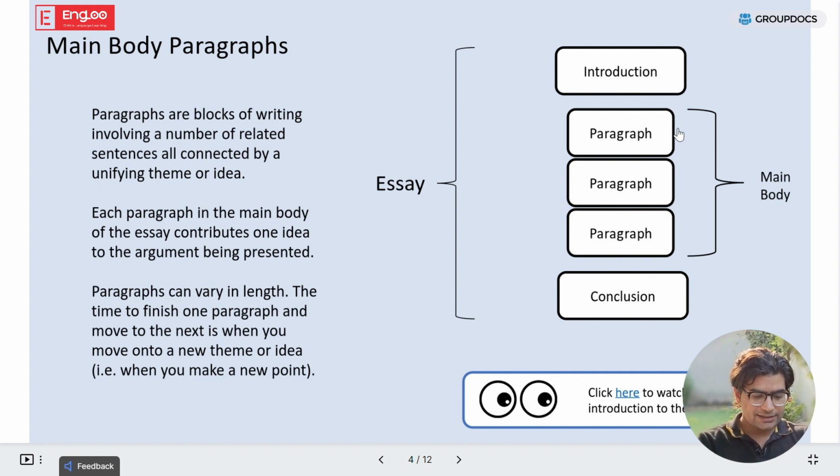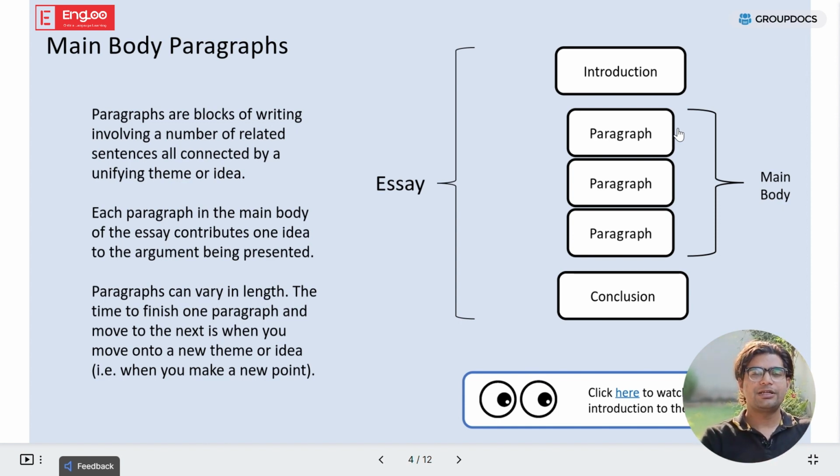Okay, so what is the main body passage? Let's focus on your screen and go through the content, which says, paragraphs are blocks of writing involving a number of related sentences, all connected by a unifying theme or idea, which we call cohesion and coherence, grammatical terms. After that, each paragraph in the main body of the essay contributes one idea to the argument being presented.